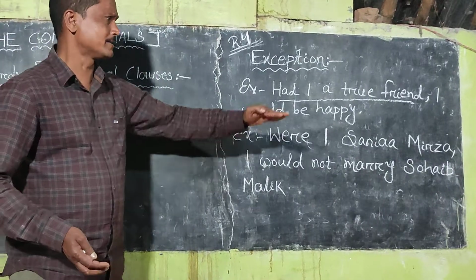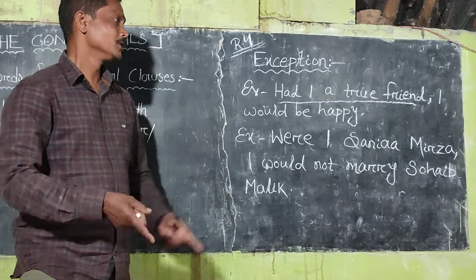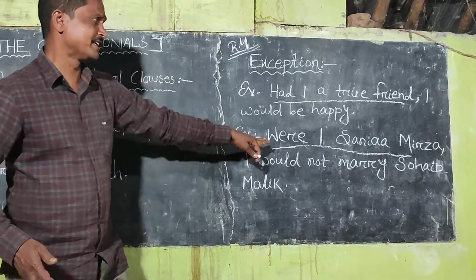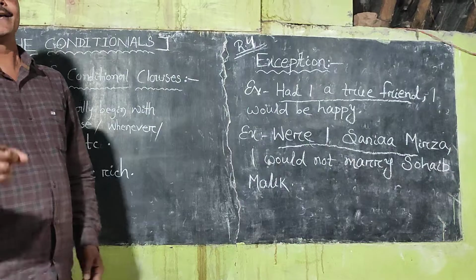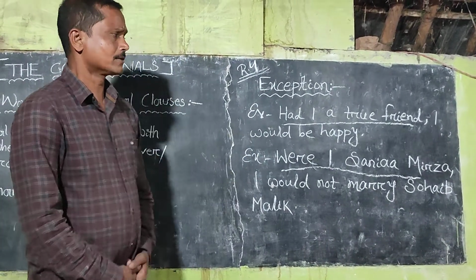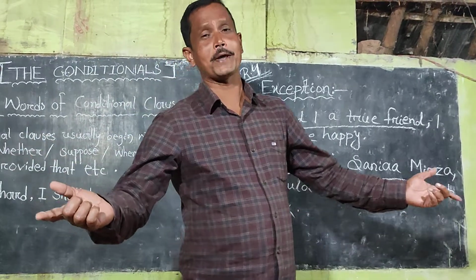Example number two: were I Sania Mirza, I would not marry Sohaib Malik. Here the clause begins with were. So it is also a conditional clause because it refers to a condition. And it means if I were Sania Mirza, I would not marry Sohaib Malik.